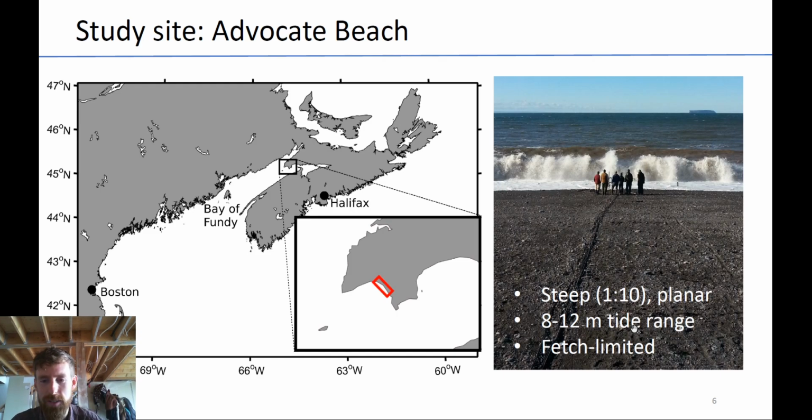The beach itself is steep, about a 1 in 10 slope. It's very planar at low tide, and it's got a large tide range of 8 to 12 meters. And it's typically fetch limited owing to its orientation in the bay. The shore break is typically quite energetic, as you can see in this photo. Because the slope is steep and the fetch is a bit limited, the waves tend to crash right on the beach with a lot of energy. So there tends to be a lot of emphasis on sediment transport in the swash zone. And here you can see some people for a sense of scale.